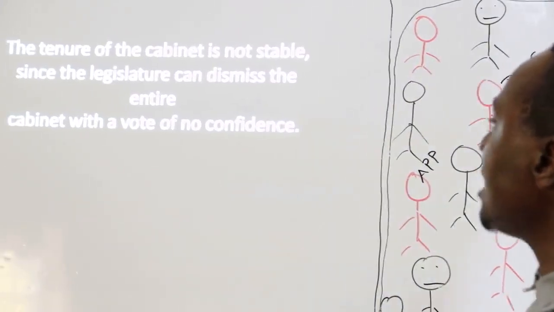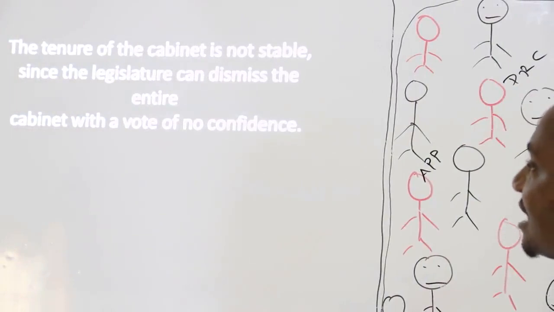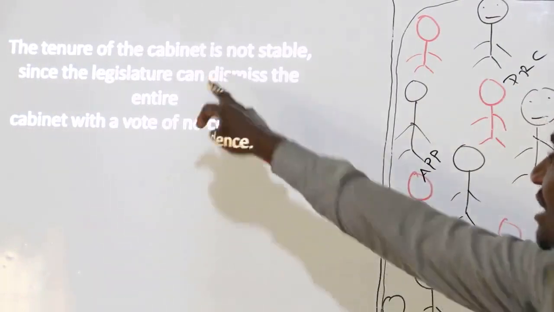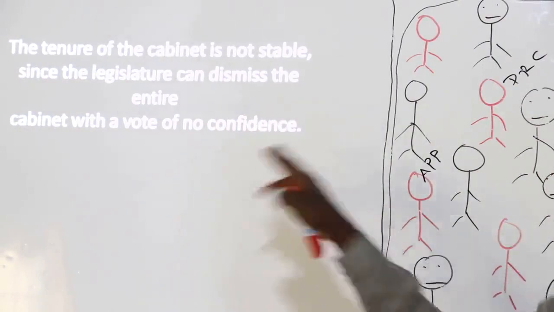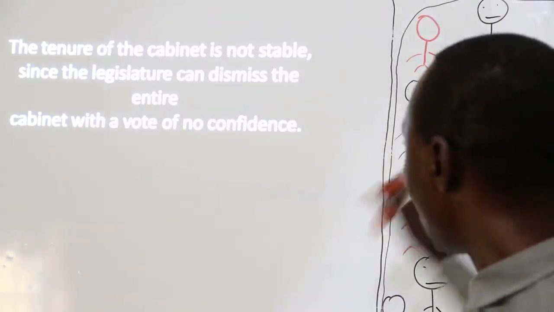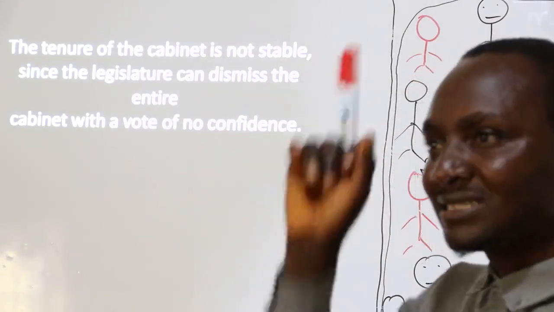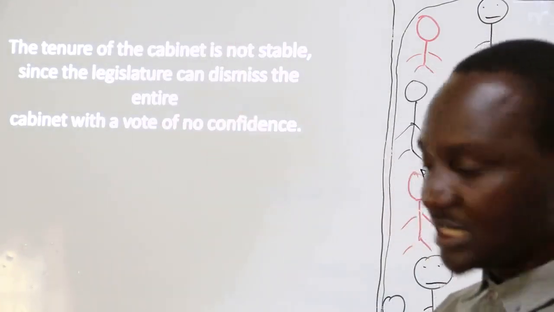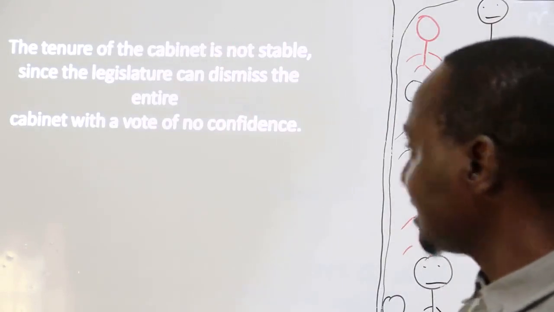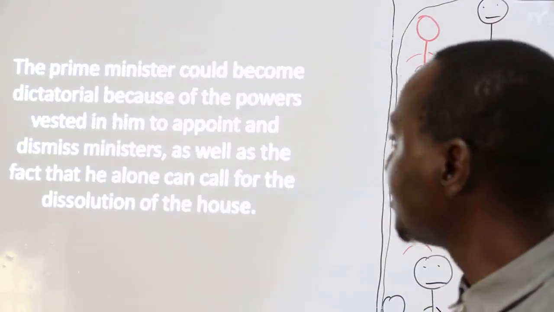The tenure of the cabinet is not stable, since the legislature can dismiss the entire cabinet with a vote of no confidence. Like I've said, all for one and one for all. If one sits, their tenure can be terminated any moment. So that is a disadvantage in the parliamentary system of government.